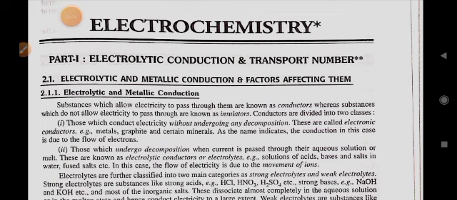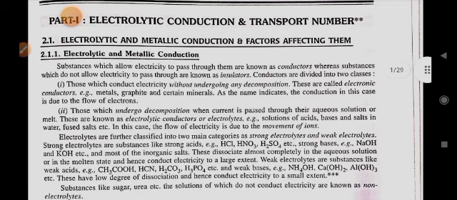not allow electricity to pass through them are known as insulators. Conductors are divided into two classes: those which conduct electricity without undergoing any decomposition. These are called electronic conduction conductors. Example: metals, graphites, and certain minerals. As the name indicates, the conduction in this case is due to the flow of electrons.